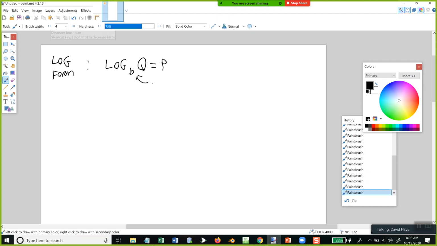That is a number, and that's your base. And then you got something after that, whatever that is, and then you got something on the other side. Now, if we have it in log form, we can rewrite it in exponential form. Take your base to the power of the other side equals what follows your log. So b to the p is equal to q.